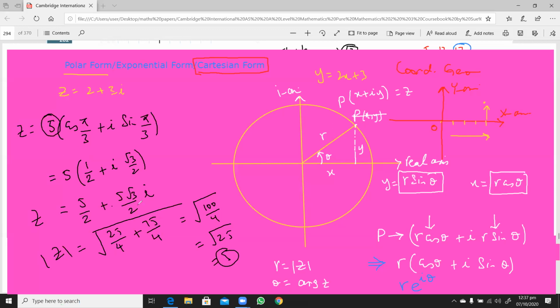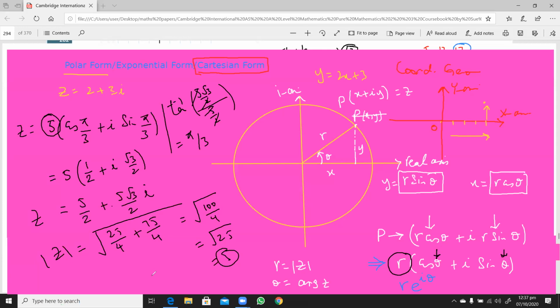Now, suppose you want to check that its argument is really pi by 3. You will find tan inverse of 5 under root 3 over 2 over 5 over 2. So 2 is cancelled with 2, 5 with 5, and tan inverse of under root 3, you know that that is pi by 3. So you can always switch between the Cartesian form and the polar form, believing that this r is the modulus and this theta over here is the argument of our complex number.